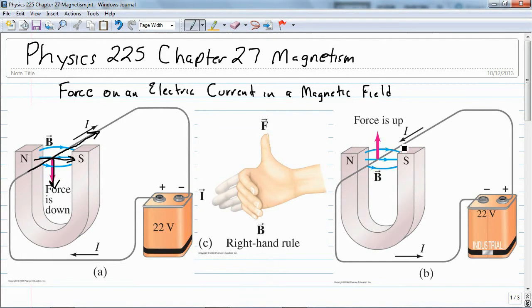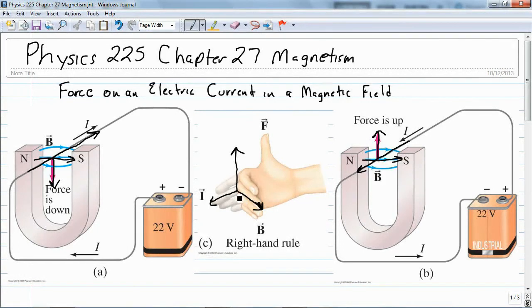And if we were to change the direction of the current, and the magnetic field stays the same, then the force direction is going to be in the opposite direction. And this appears to follow another right-hand rule. If we put our fingers in the direction of the current, and then bend our fingers in the direction of the magnetic field, then our thumb will point in the direction of the force. This is the right-hand rule.